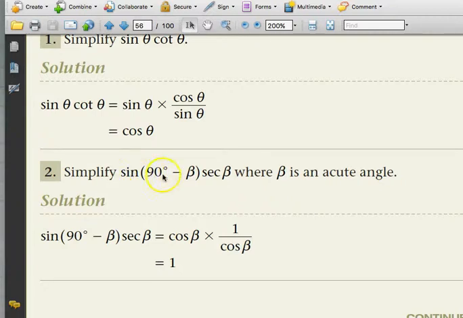So this one, you've got to be careful. Sine of 90 minus, that's your complementary, is cos of beta. Okay with that? And sec is 1 on cos, the 3rd letter, so they cancel and you get 1, all right? So 90 minus, always think complementary. Sec, it's 1 on cos. It's the reciprocal ratio, all right?